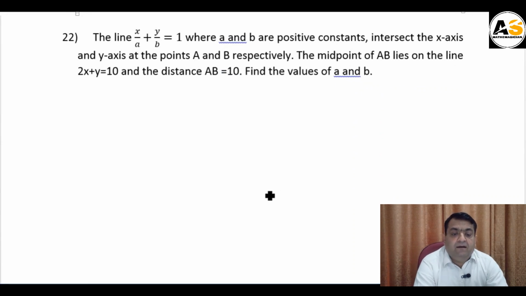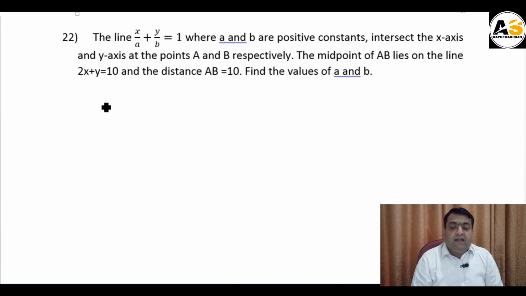We are given a line x over a and y over b is equal to 1. a and b are positive constants. This is a very important line. Positive constant means both a and b are greater than 0. This line intersects the x-axis and y-axis at the points A and B respectively. The midpoint of AB lies on the line 2x plus y is equal to 10 and AB distance is equal to 10. We have to find the values of a and b.